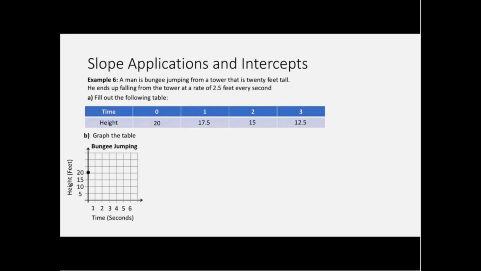I'm going to plot my first point, 0, 20. Second point, 1, 17.5, so on and so forth till I have those 4 points. Last one being 3 and 12.5. And I could draw a line through them as well. We could test to see that it's linear doing several different methods. Let's stick to the graphing method for this question. So those go through, those form a line.